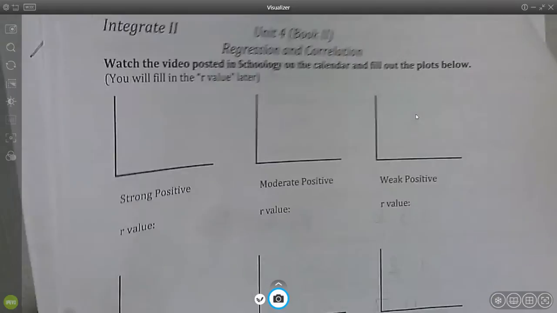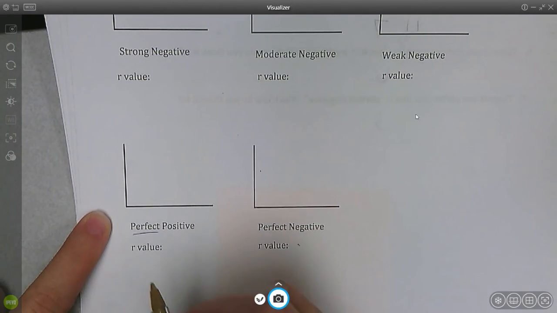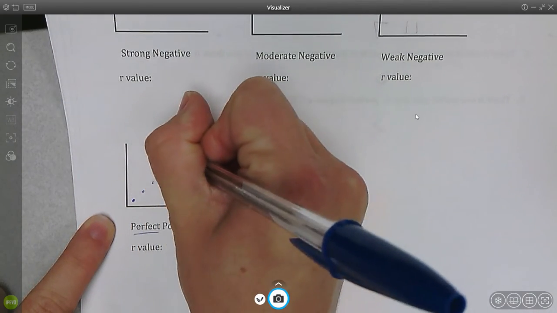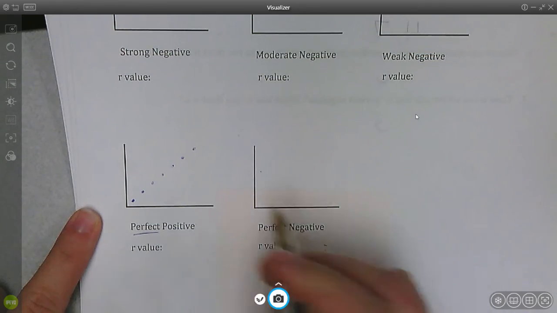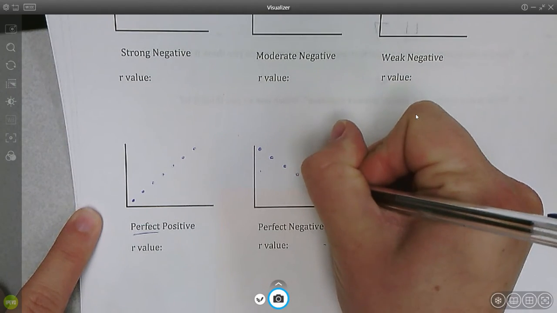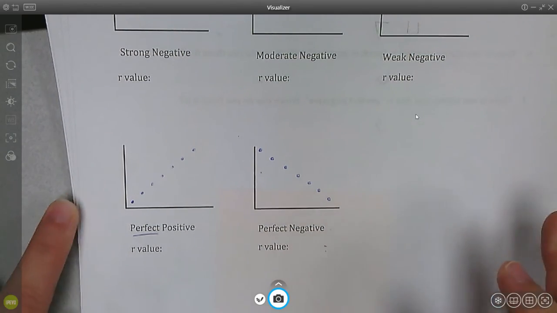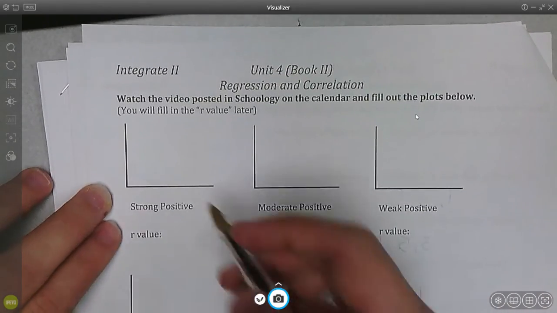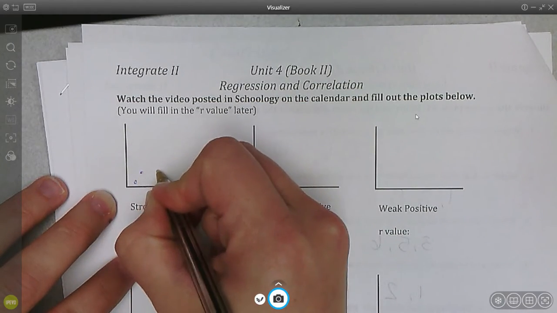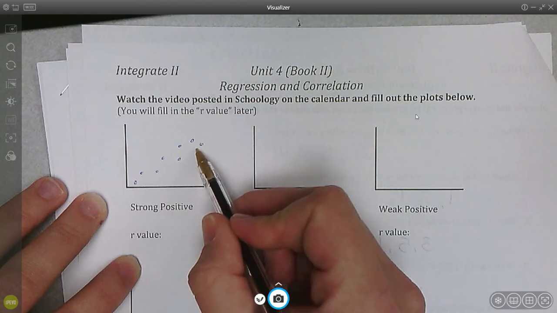So I am going to start down here at the bottom. Perfect positive. So it's positive and it's perfect. That would be like graph 6. It means that your points are in a perfect straight line and they are going up. Perfect negative is the opposite. They're perfectly in a straight line, but they're going in the negative direction. Okay, so now let's go back up here. Strong positive. They're not perfectly in a straight line, but they're pretty dang close. This is almost in a straight line, just a little off.